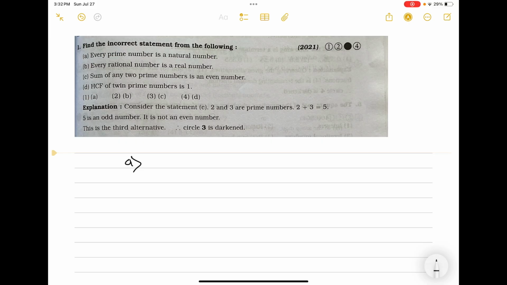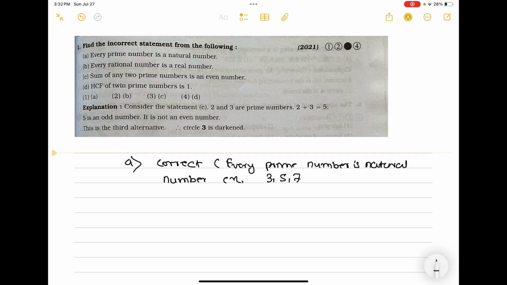Every prime number is a natural number is correct. For example, 3, 5, 7, 11. Prime number means the number that is divisible by 1 or that number itself. That's called a prime number. And all prime numbers are natural numbers. This is right.